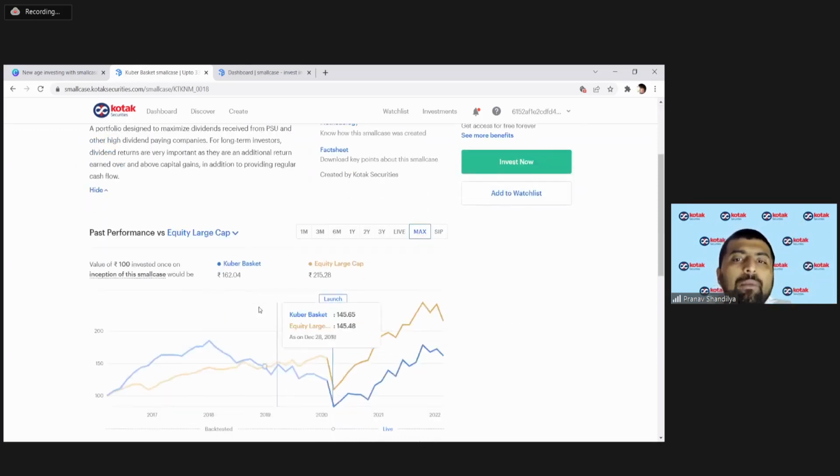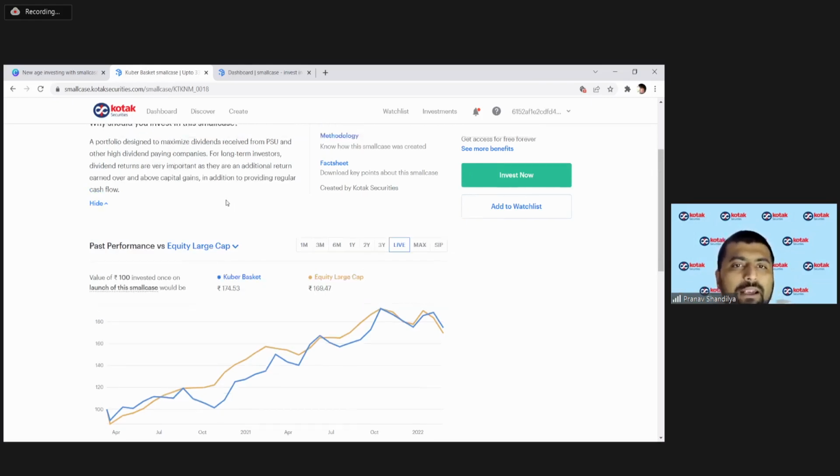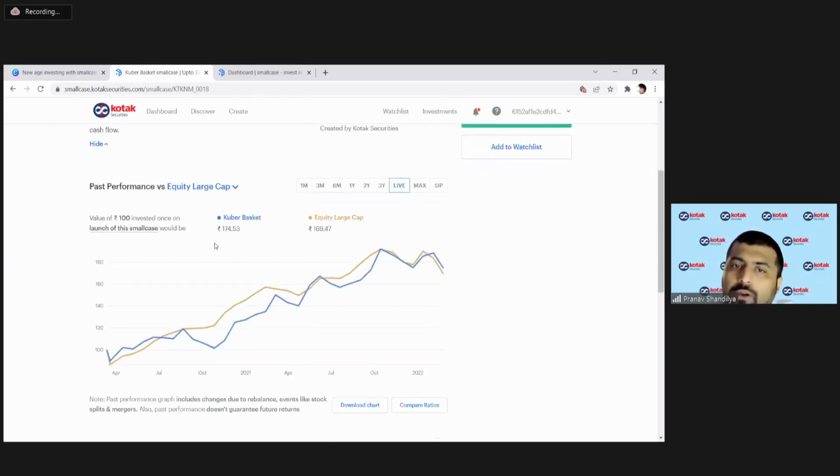And now, coming to one of the most important elements, that is performance. If you can see the screen right now, what we are able to see is the live performance of this particular portfolio with respect to an index. For example, if we take a look at the Kuber Basket, when we scroll down, we will be able to see two graphs. One is the blue graph and the other one is the yellow graph. The blue graph represents the smallcase that we are talking about, or the Kotak basket, which is Kuber Basket. And the yellow line will represent an index. For example, it could be the equity large cap index, it could be the equity small cap index, and so on.